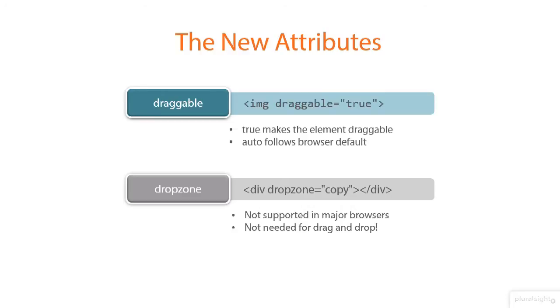The second attribute is the drop zone attribute. While you'd think you need this to mark an element as a place to allow dropping other elements, you're actually wrong. It is not needed for implementing drag and drop. In fact, at the time of the creation of this course, this attribute is not supported in any major browser, so we won't spend any time looking at it.